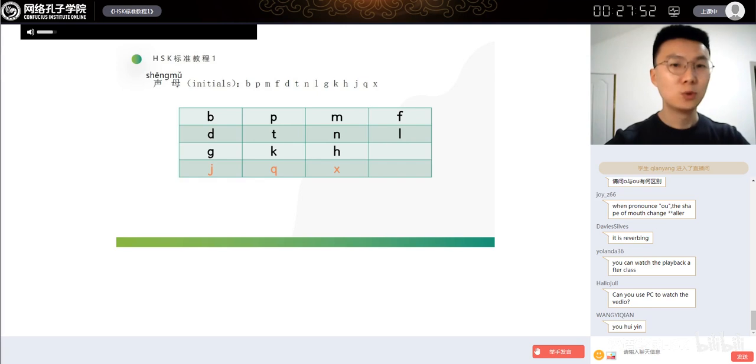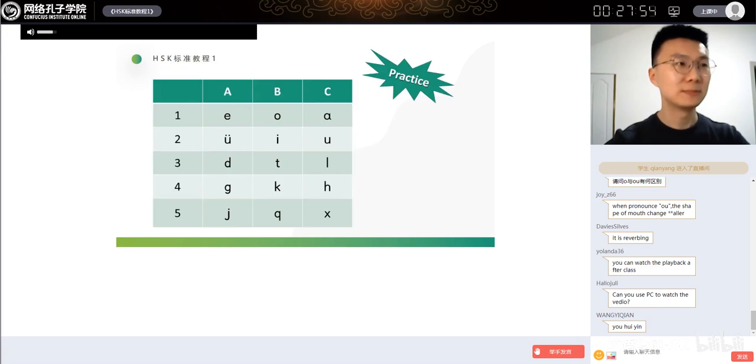These are 声母 and 韵母 we learned today. Let's try this practice. In this, I will read one pinyin. You can choose from A, B, and C. For example, number 1, if I read O, you can type B in your chatting box. Let's try.